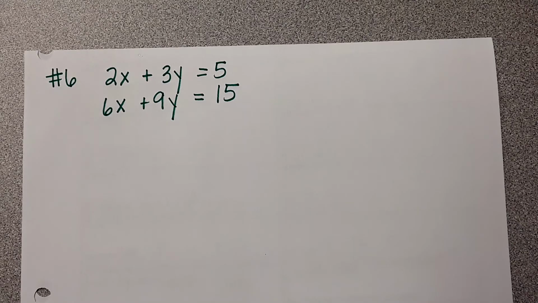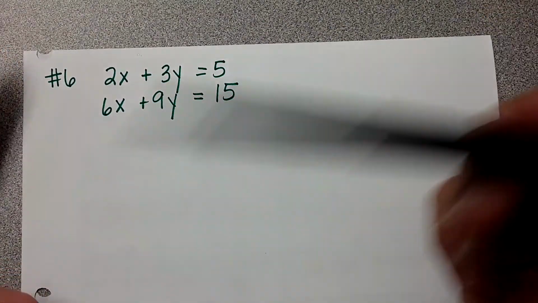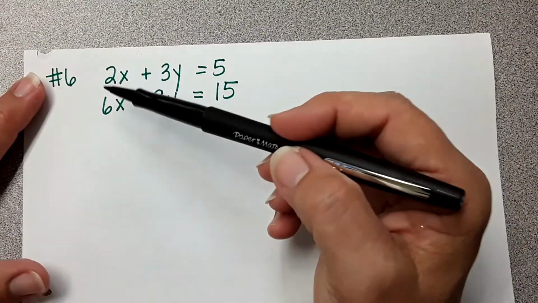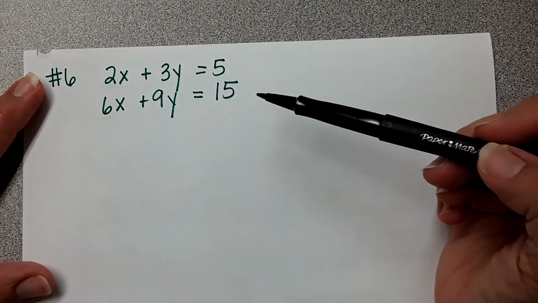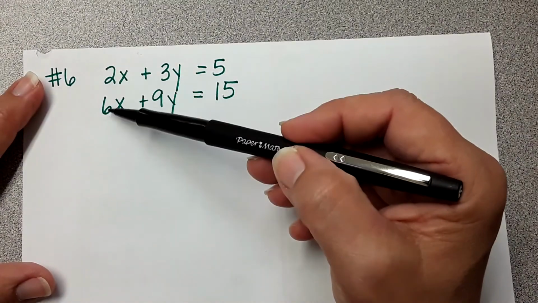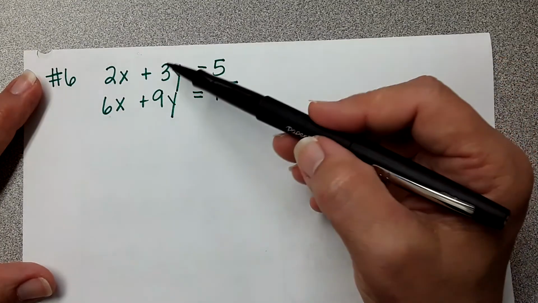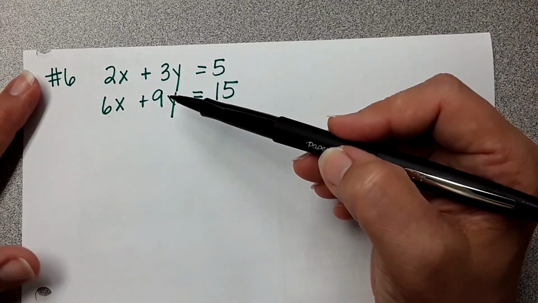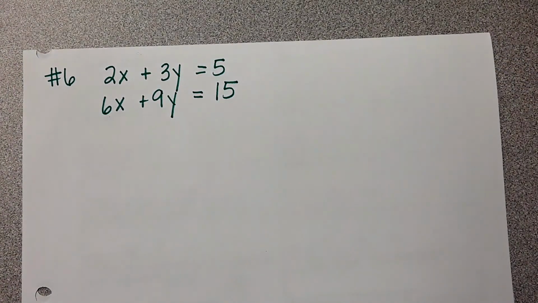So we're going to start. This one is going to be one of those weird ones. Okay, so are the x's the same? Are the coefficients the same? 2 and 6, they're different. Are 3 and 9 the same? No, so we can't add or subtract right away. We're going to have to multiply one of the equations by something.